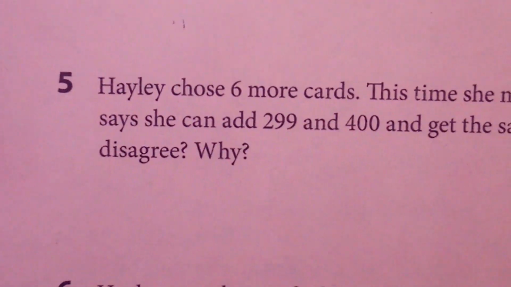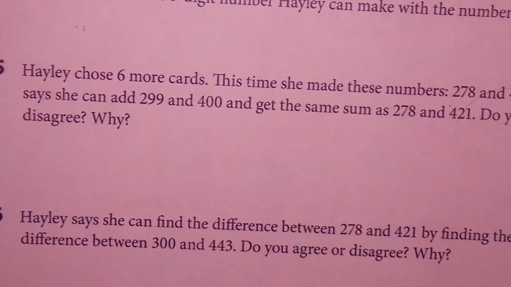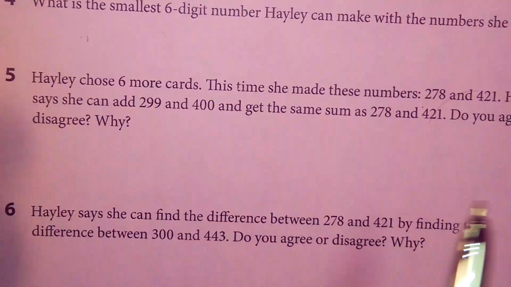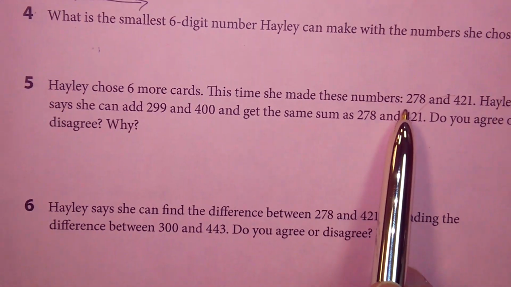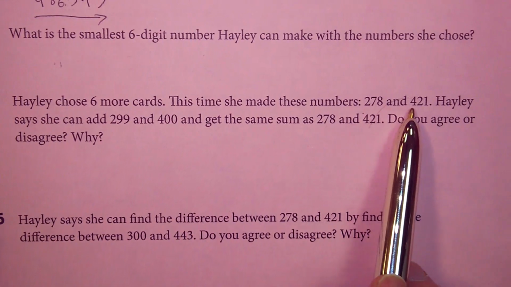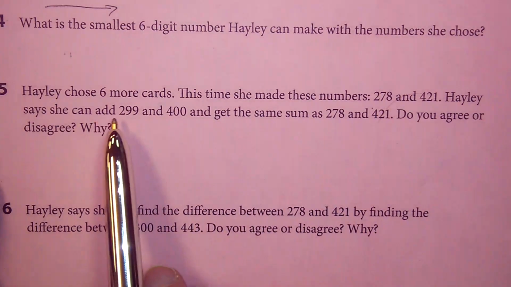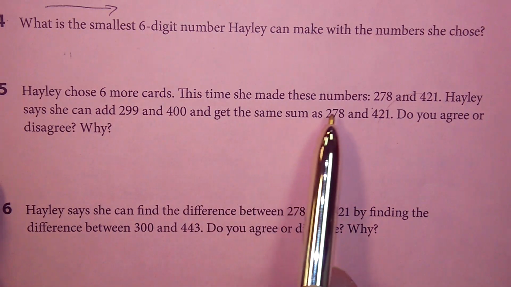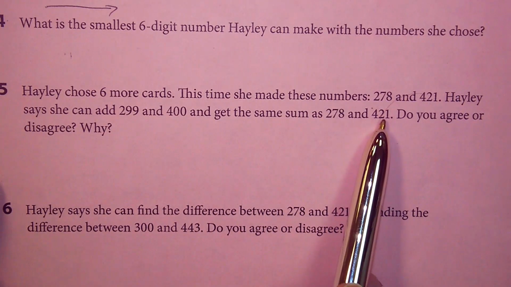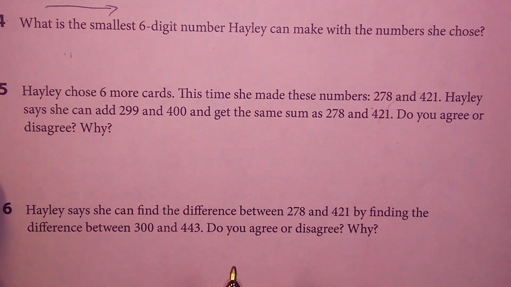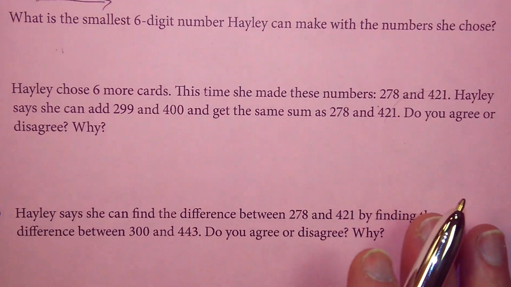Haley chose 6 more cards. This time she made these 2 numbers, 278 and 421. Haley says she can add these 2 and get the same answer as adding the numbers that she made. Do we agree or disagree?